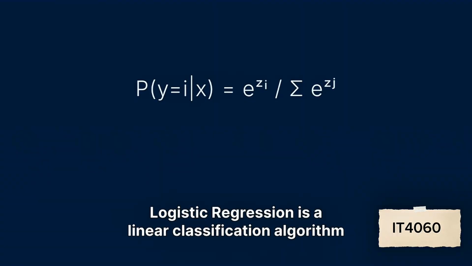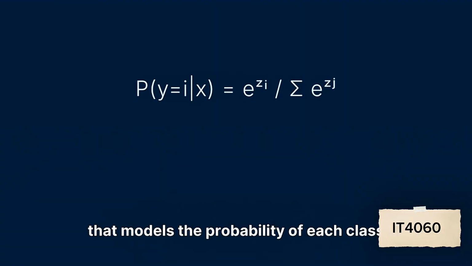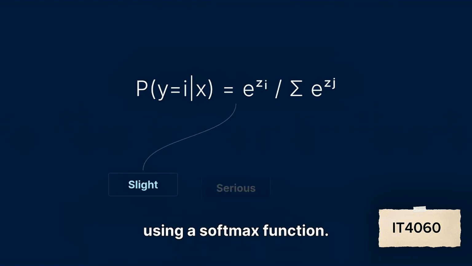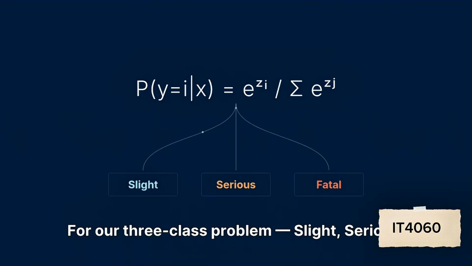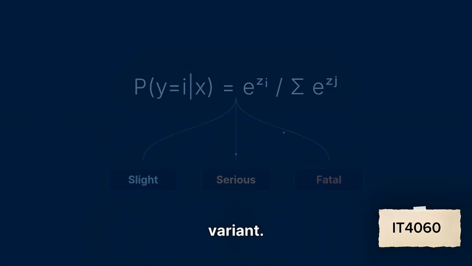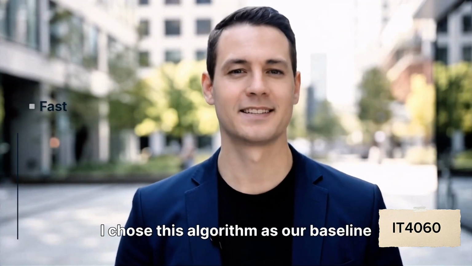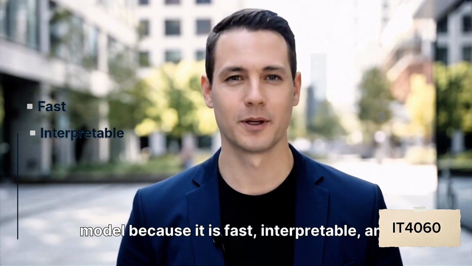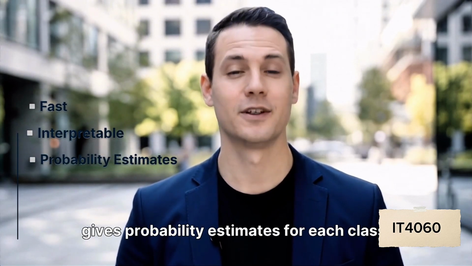Logistic regression is a linear classification algorithm that models the probability of each class using a softmax function. For our 3-class problem, slight, serious, and fatal, I used the multinomial variant. I chose this algorithm as our baseline model because it is fast, interpretable, and gives probability estimates for each class.